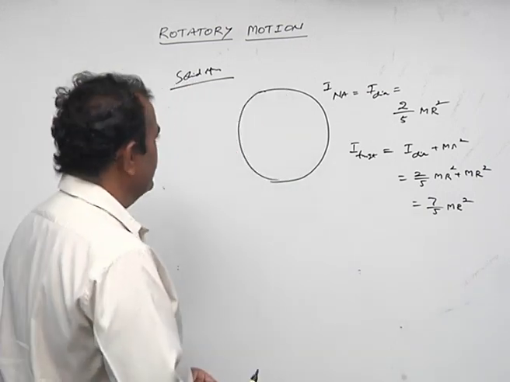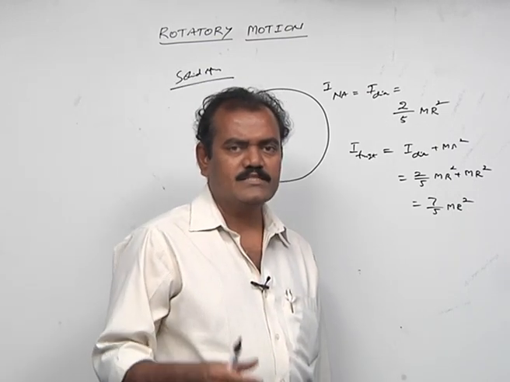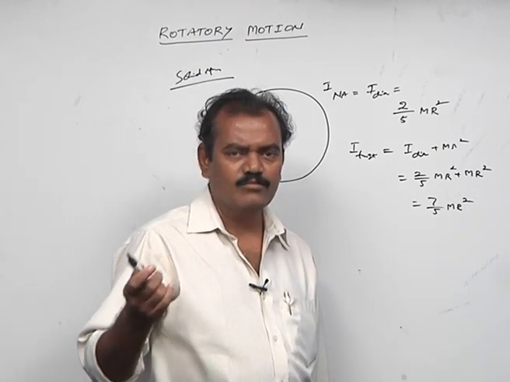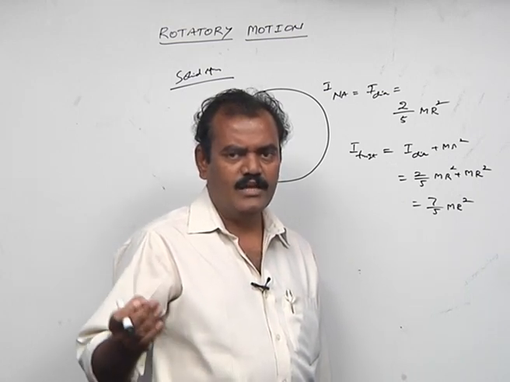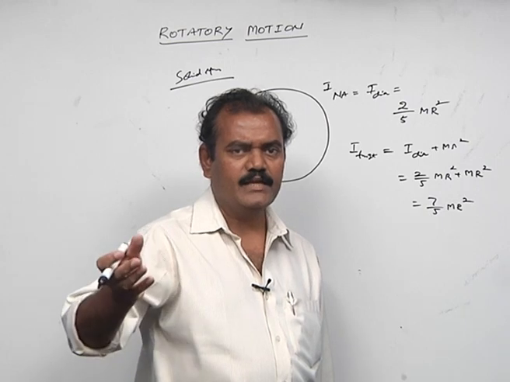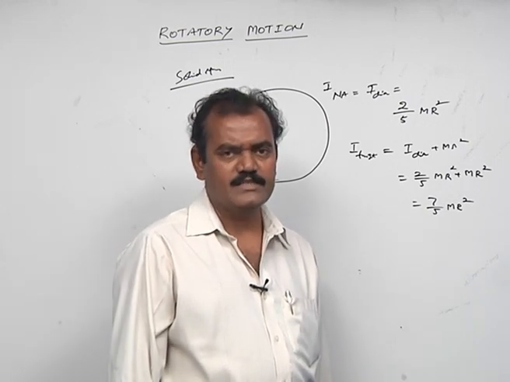Now the moment of inertia of the different rigid bodies in this class is over, and next class we are coming to the angular momentum, and the conservation of angular momentum, and the velocity, acceleration, and the time taken for the rolling body when it is reaching down the inclined plane. All that will be discussed in the next class.